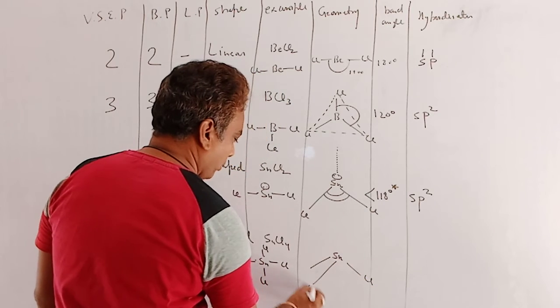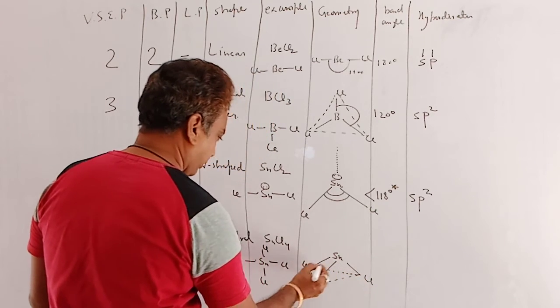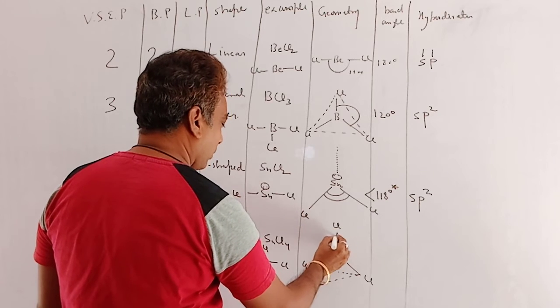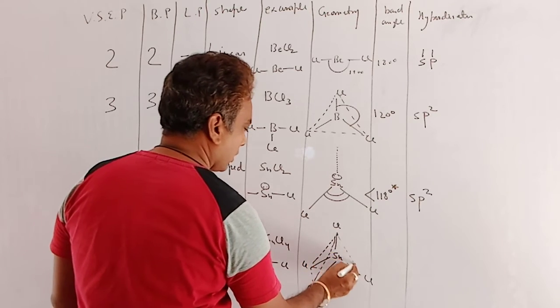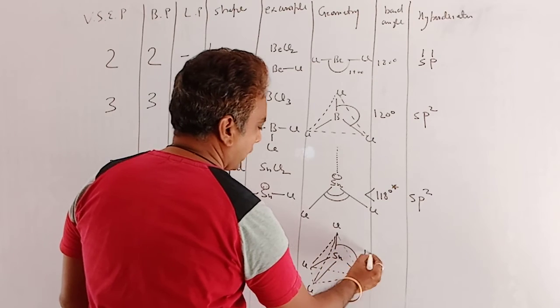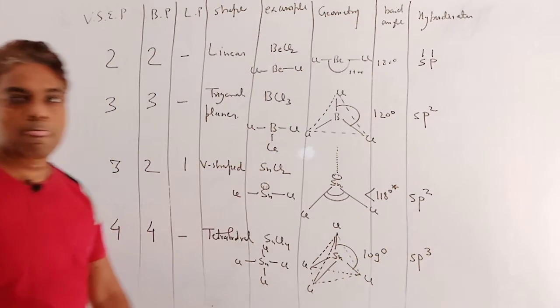3 chlorines occupy the corners of the triangular base pyramid, and 1 is at the top of the triangular base pyramid. Here bond angle is 109 degree, hybridization will be sp3. Clear?